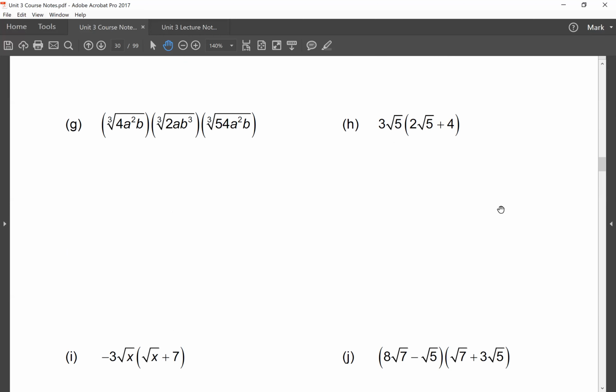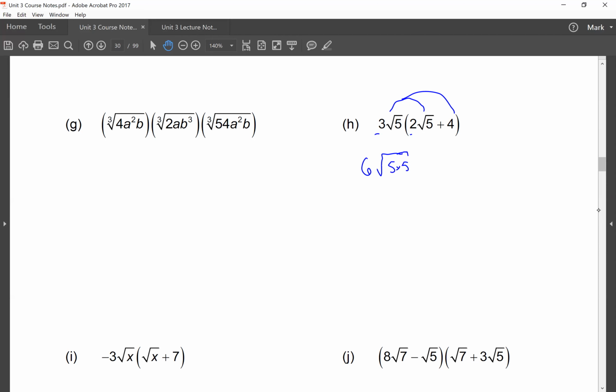I'm going to use the distributive property. Sorry, what I mean is not the double distributive property. I'm going to use the distributive property. That 3 root 5 gets multiplied by both terms. So 3 times 2 is 6. And then I'm going to get root 5 times 5.